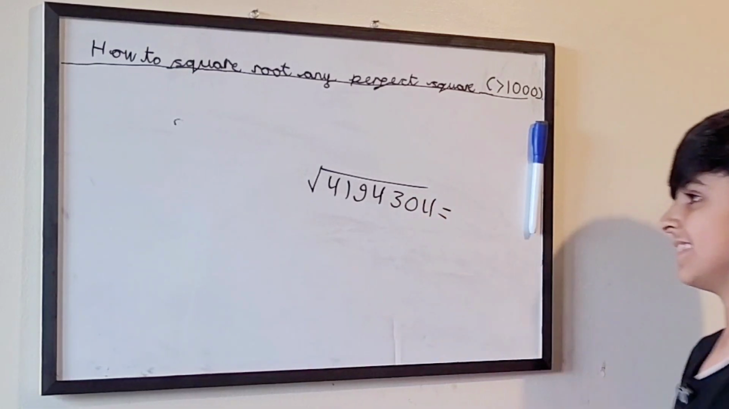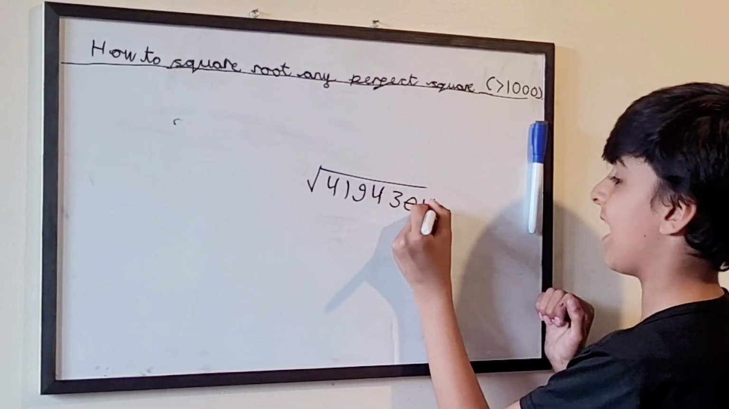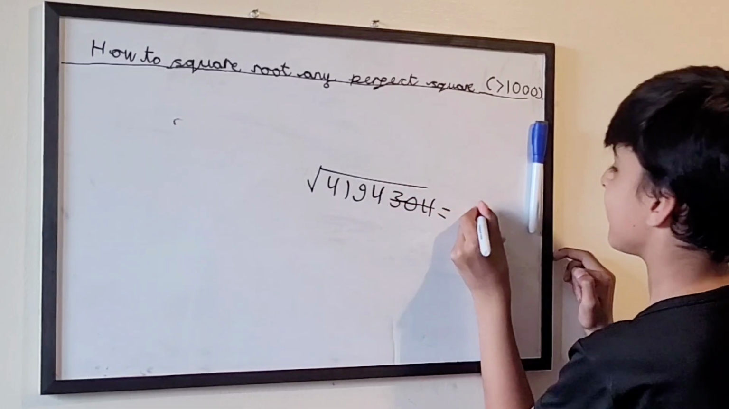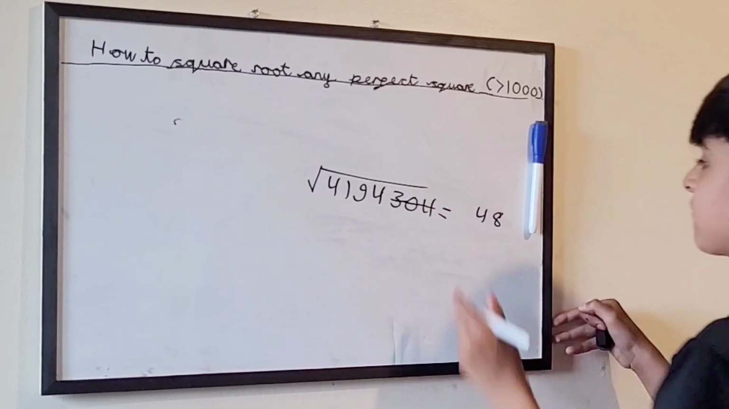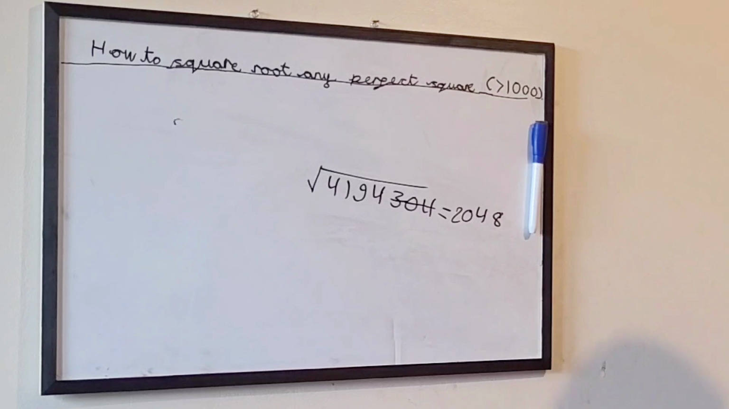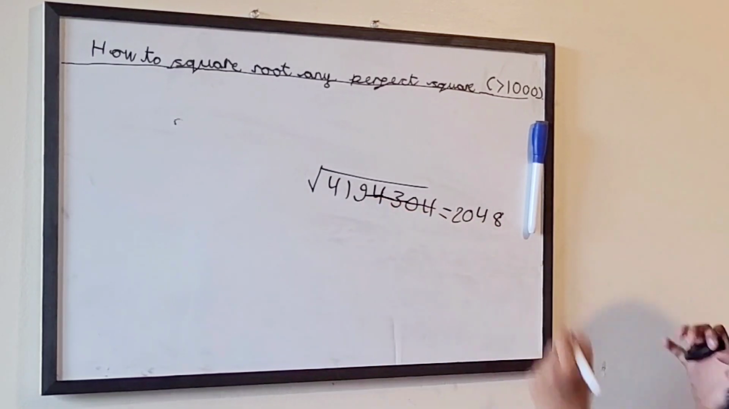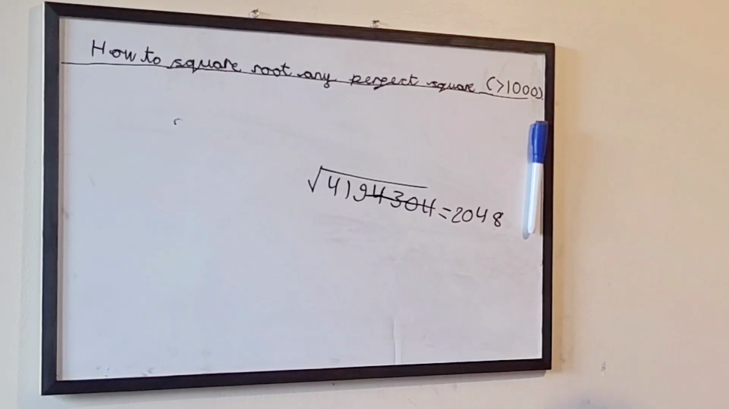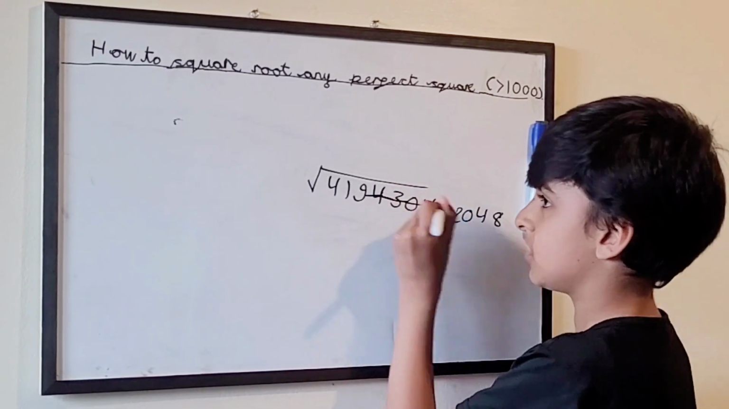4194304. This is nice. Now 304, 4194, 20. Now this is nice. 4304, 419, 2048. You could do this method very quickly. You could find the last 2 digits.